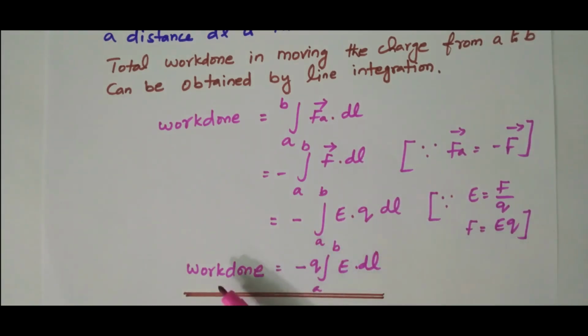So finally what did we get? Work done equals minus. You bring this Q outside, it is a constant. Minus Q integral A to B E dot dl. So the general expression for the work done is nothing but minus Q integral A to B E dot dl. Right?